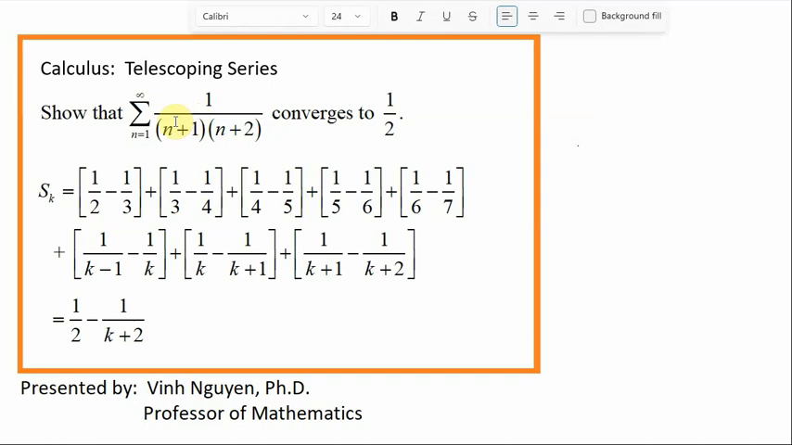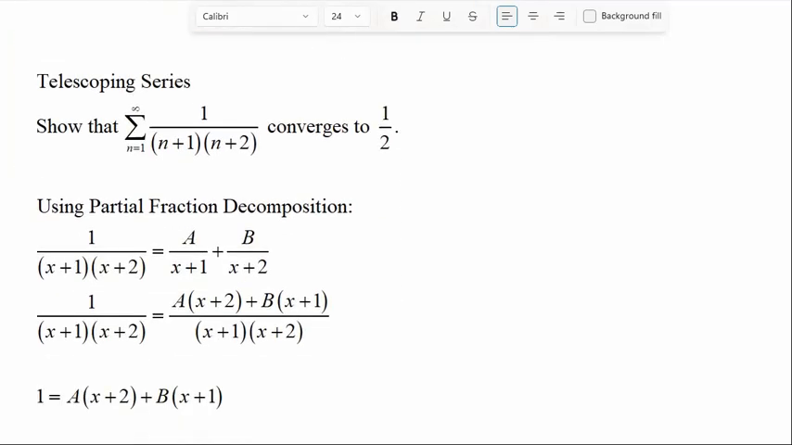Here we have an infinite series of 1 divided by n plus 1 times n plus 2, and we want to show that this infinite series converges to 1 half. And so the first thing we want to do is use what's called partial fraction decomposition to decompose this expression right here.